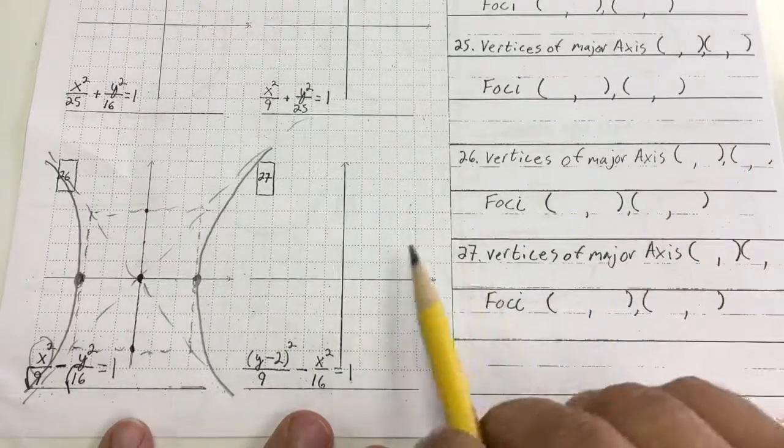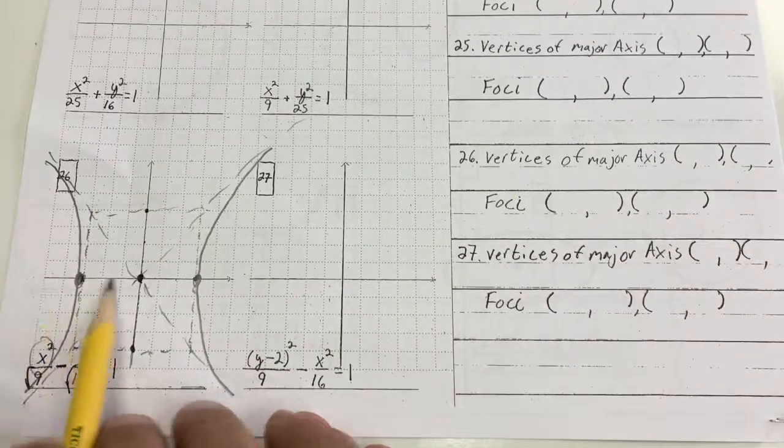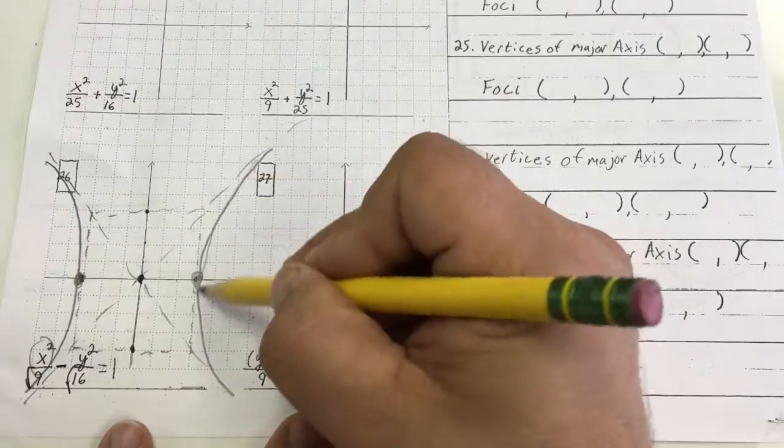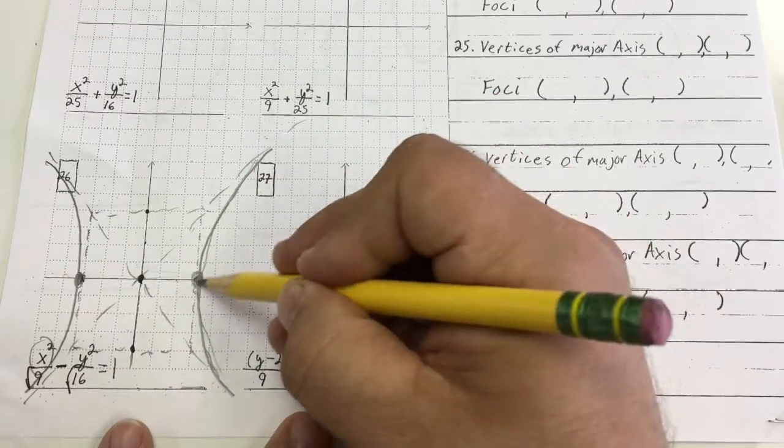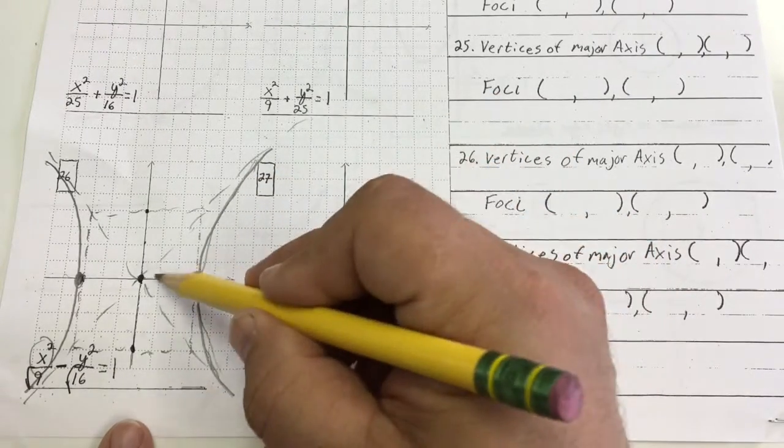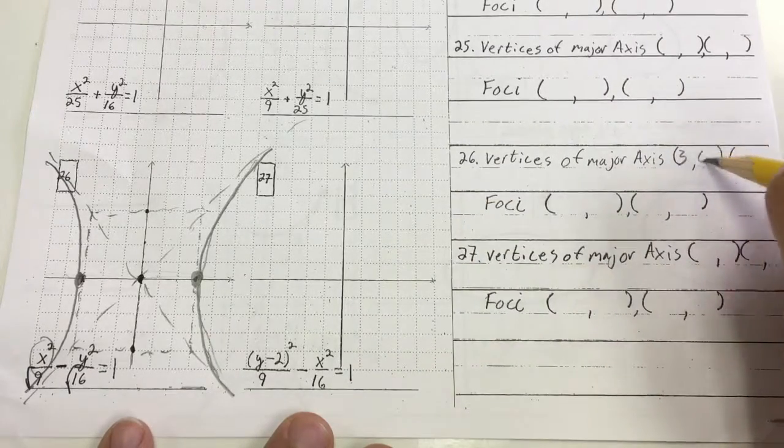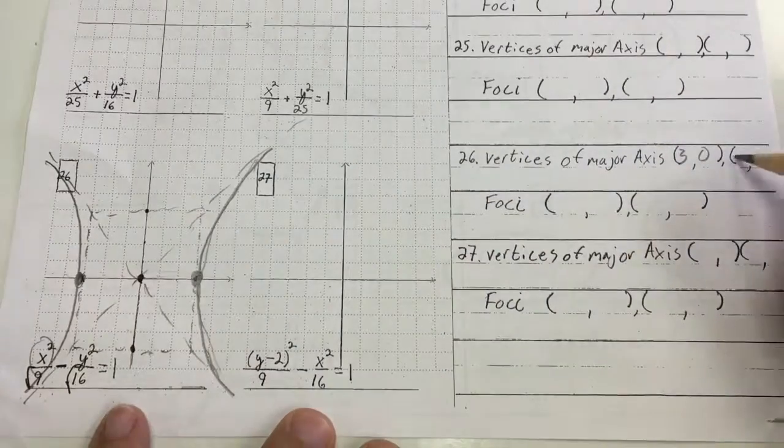Now, to get the particular information, the vertices of the major axis are where it crosses the major axis and the curve. So that's going to be 1, 2, 3, 0, and negative 1, 2, 3, 0.